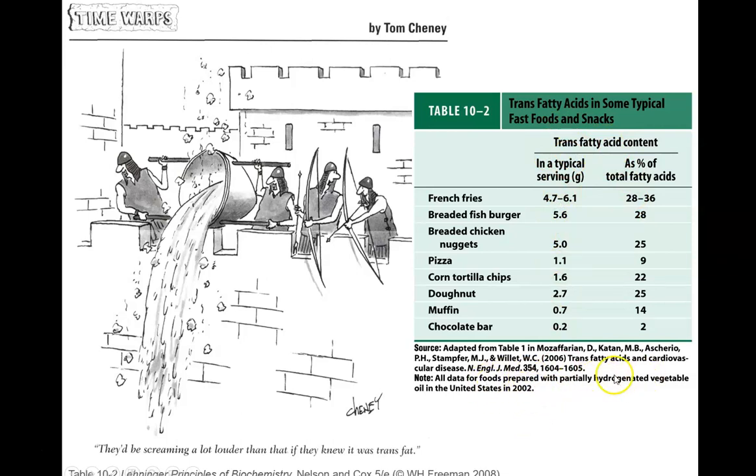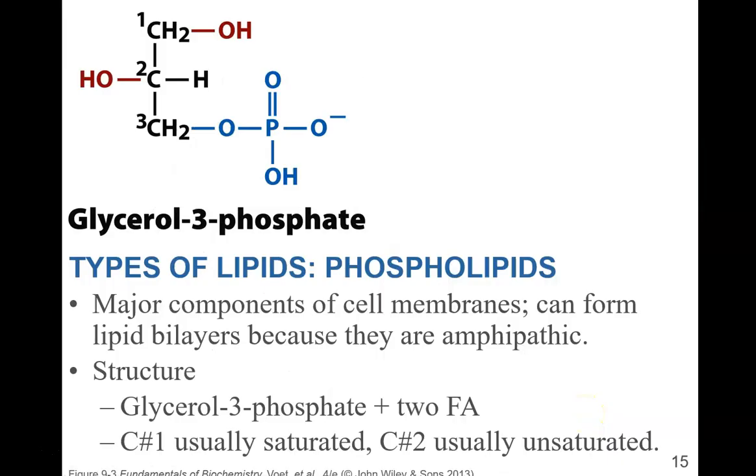The way that you tell is that you can look on the label, and if the label says partially hydrogenated vegetable oil, that means the food has trans fatty acids in it. The FDA actually allows food manufacturers, if there's less than half a gram, to say there's zero. So for example, this chocolate bar right here had 0.2 grams of trans fat, and the label actually would say 0. They're allowed to do that. So look on the label. If it says partially hydrogenated vegetable oil, it has trans fat.